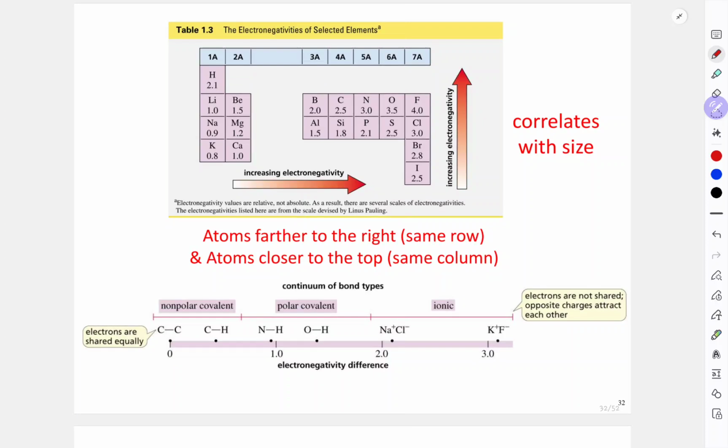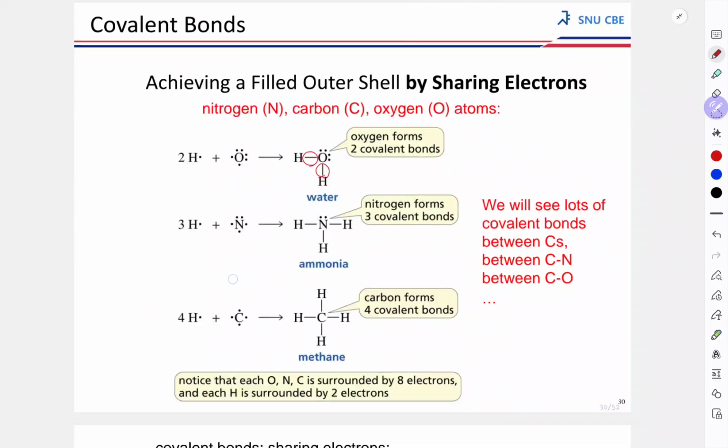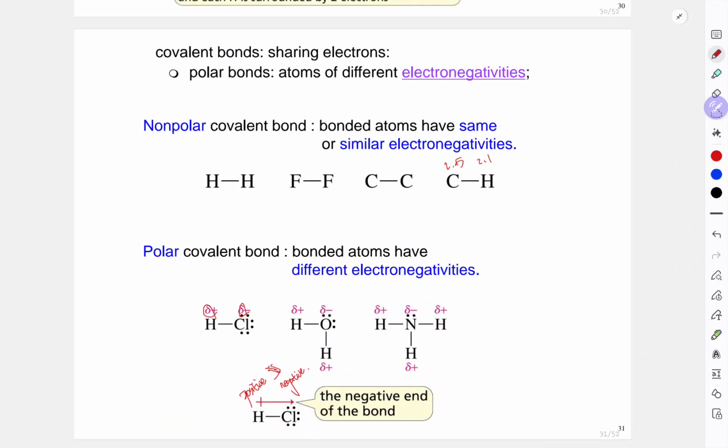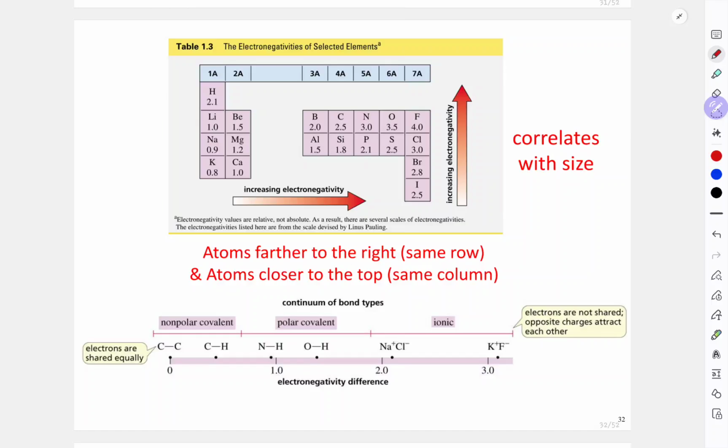And here's an electronegativity table, with electronegativities of selected elements. And there are trends. The atoms farther to the right in the same row have higher electronegativities. Lithium, for instance, has 1, and fluorine has 4. And for atoms closer to the top, within the same column, the closer to the top, the higher the electronegativity.